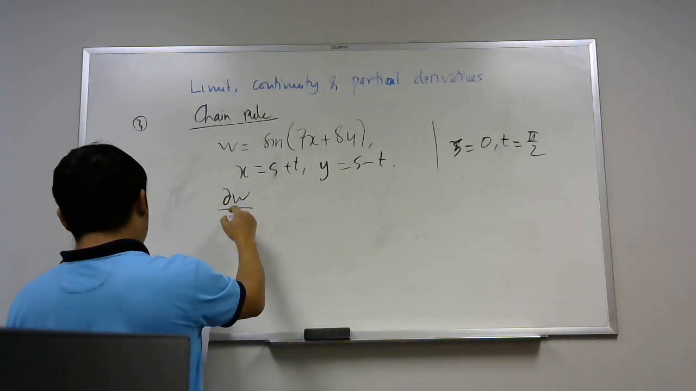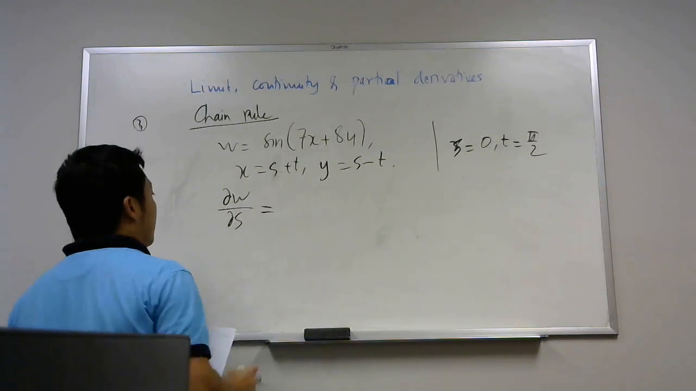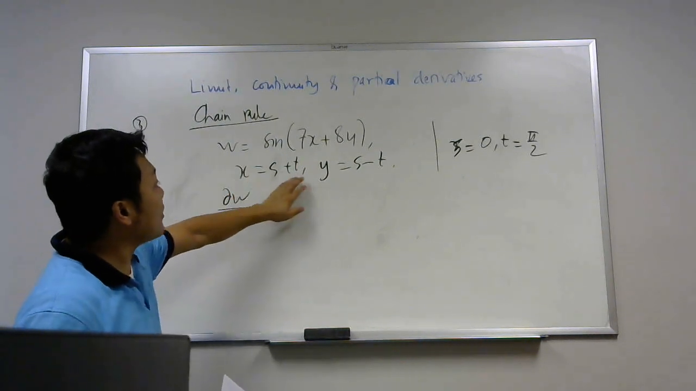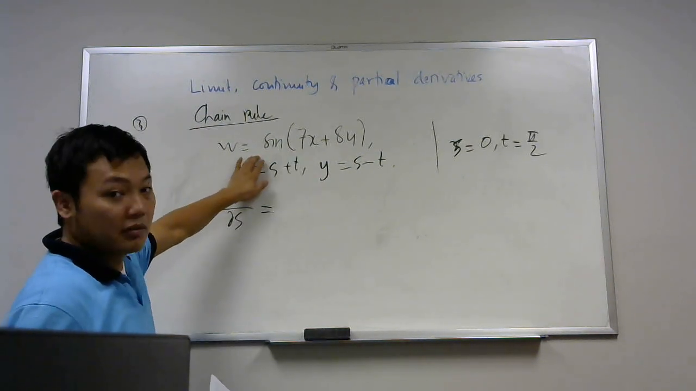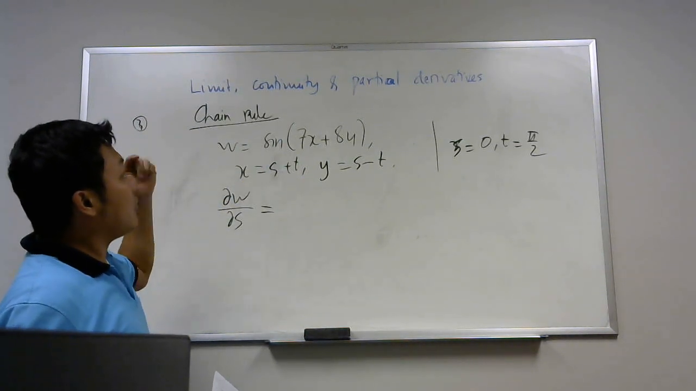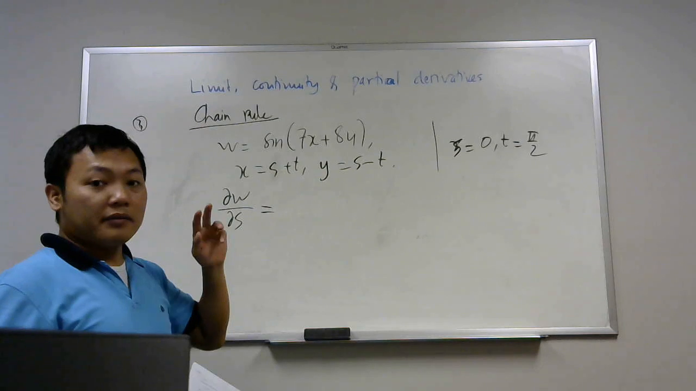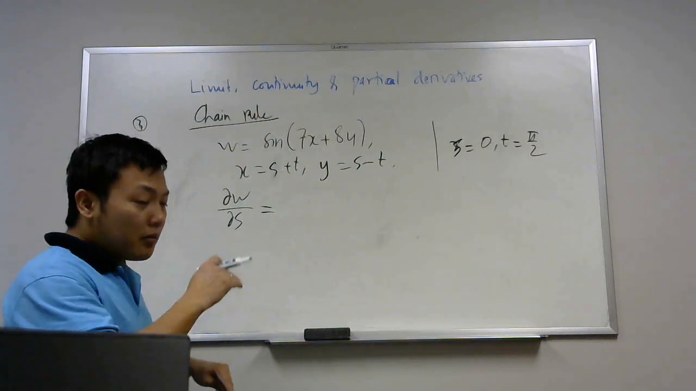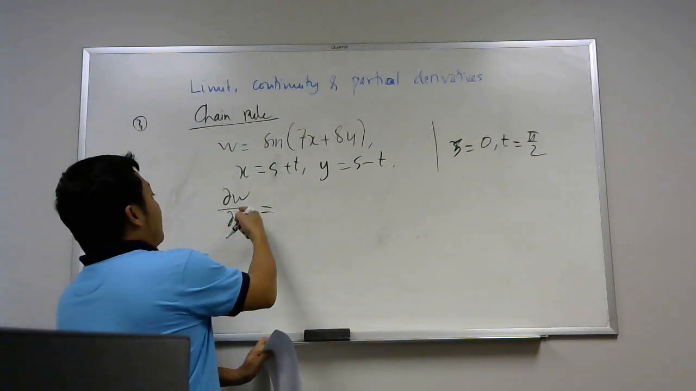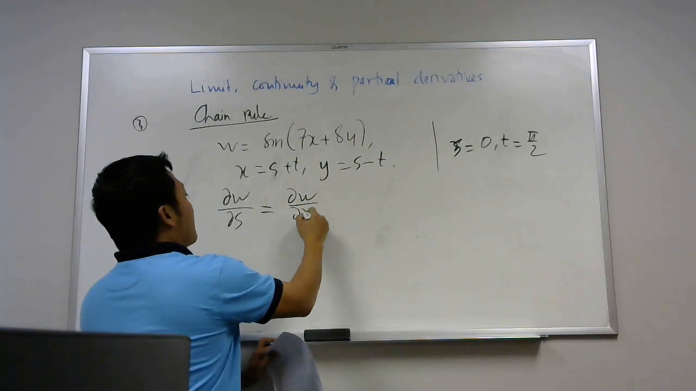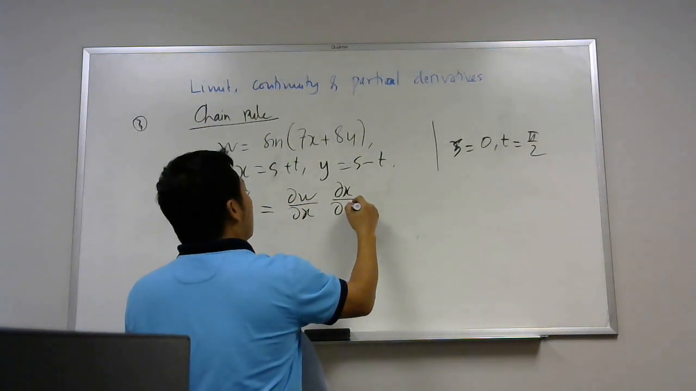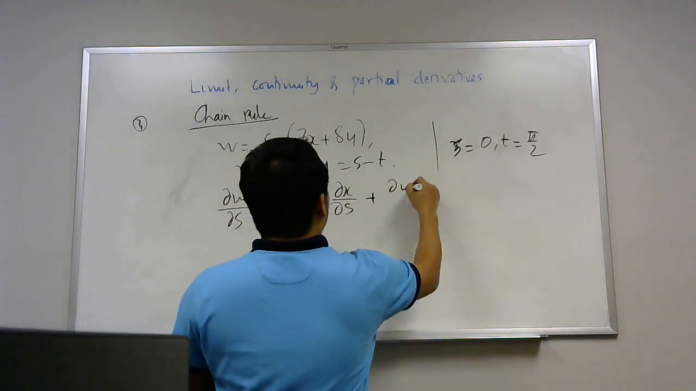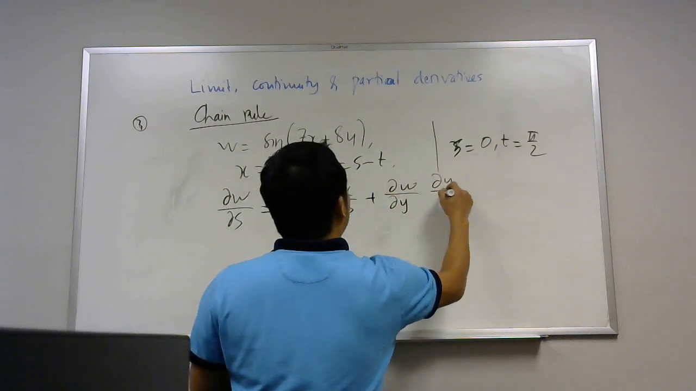So we have dw over ds by the formula. The difference between this problem and the previous one is that when you plug x and y into this function, you get a function of two variables, right? In the previous example, you have a function of one variable, but here x and y are functions of two variables. So that's why here we use partial derivatives. We have almost the same formula: partial w over partial x times partial x over partial s, plus partial w over partial y times partial y over partial s.